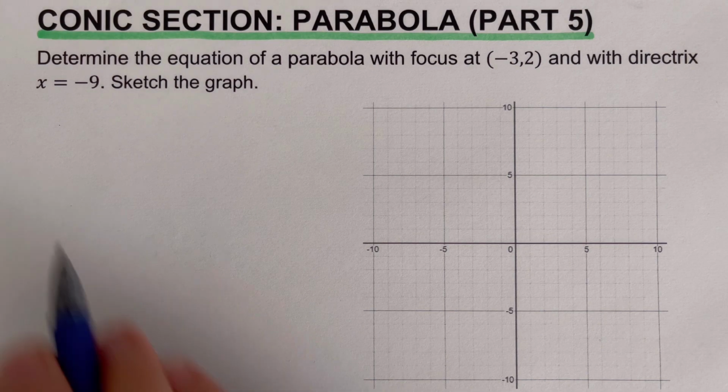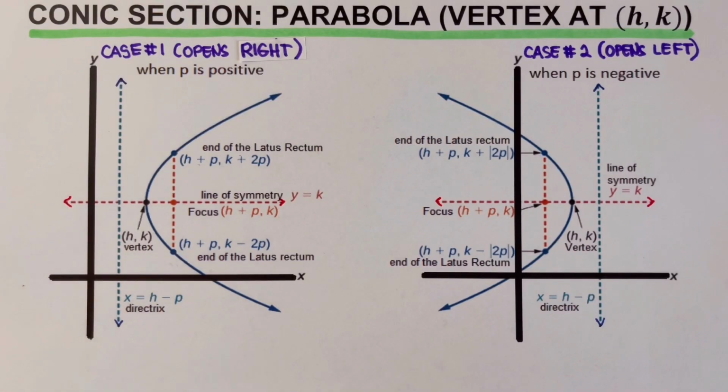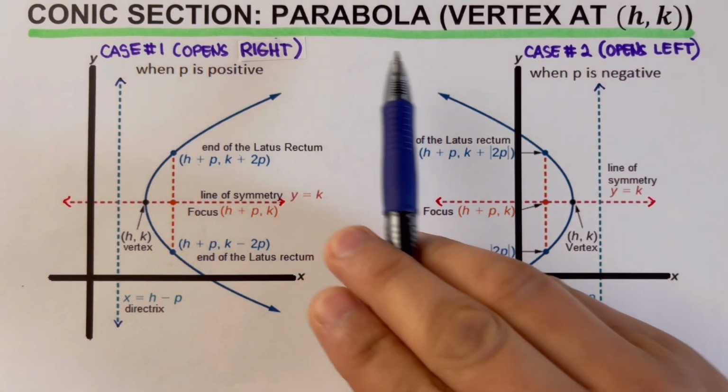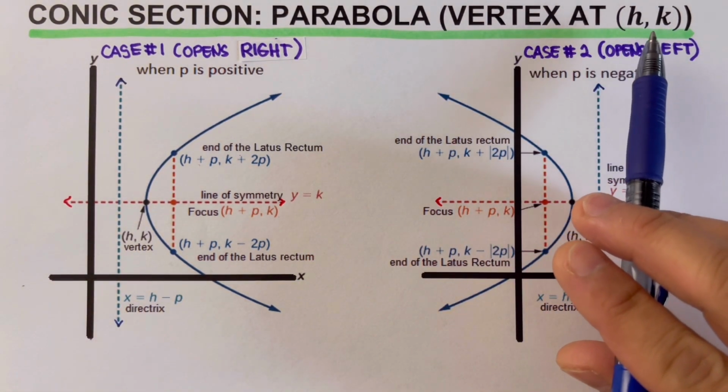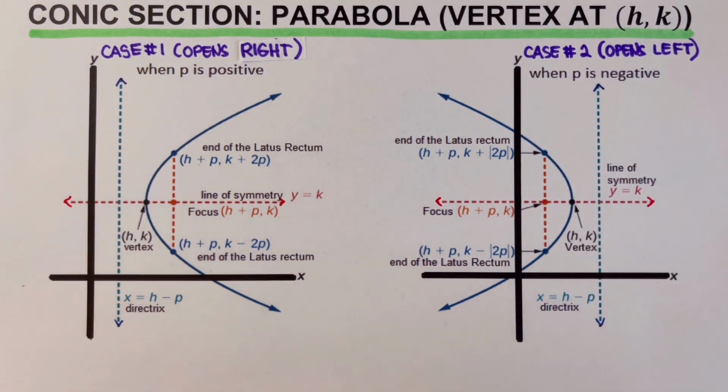Before we go over this example right here, let's have a review of the basics of a parabola with vertex at (h, k). We remember that there are 4 cases of a parabola with vertex at (h, k). But before we dive into these 4 cases, let's go over the parts of every parabola.